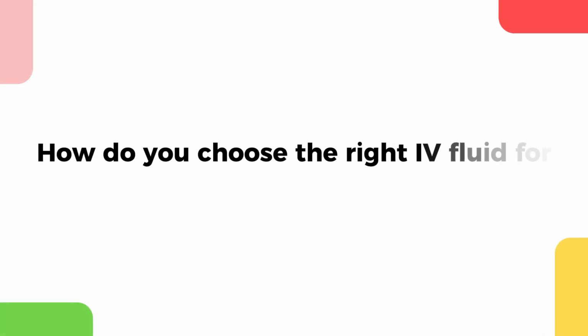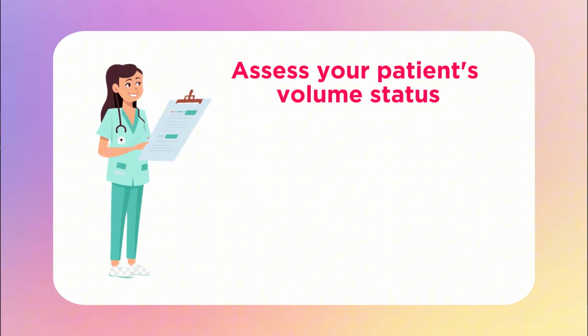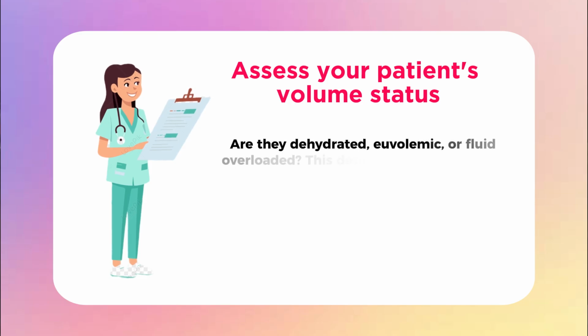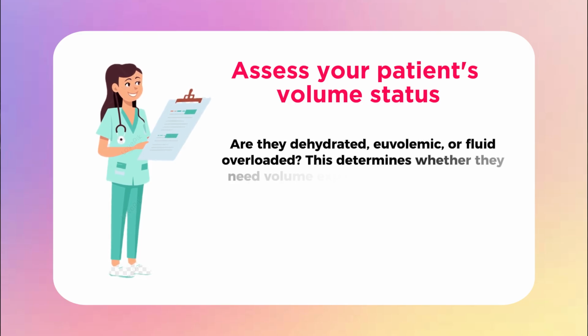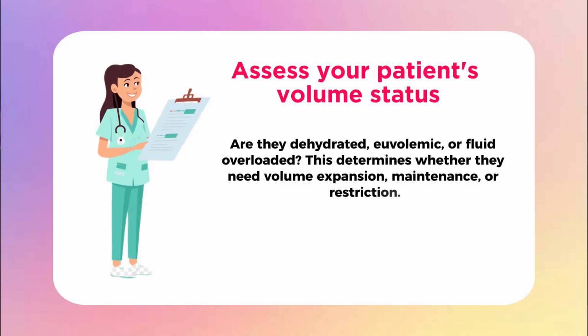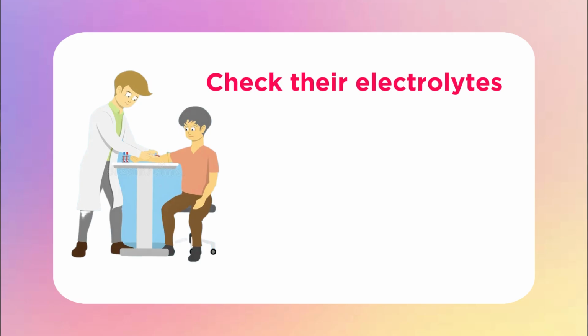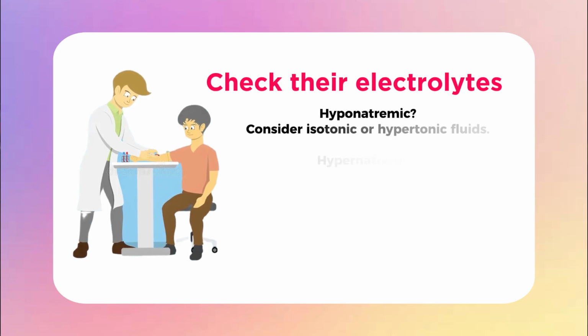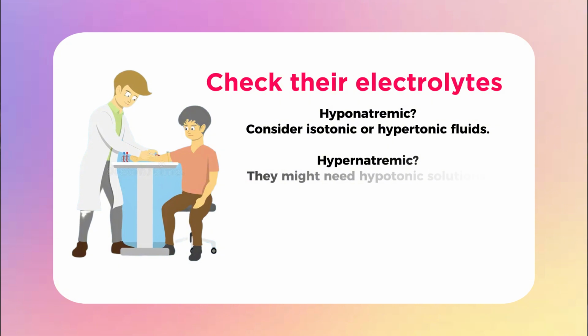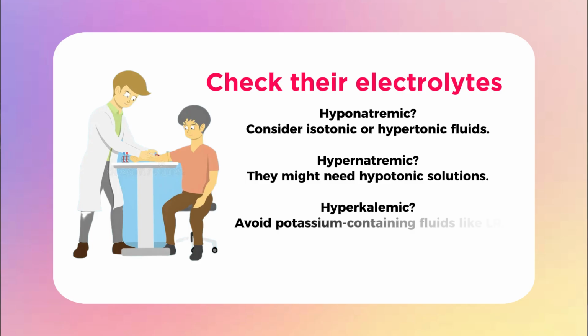Now, let's put it all together. How do you choose the right IV fluid for your patient? Here's my systematic approach. First, assess your patient's volume status. Are they dehydrated, euvolemic, or fluid overload? This determines whether they need volume expansion, maintenance, or restriction. Second, check their electrolytes. Hyponatremic? Consider isotonic or hypertonic fluids. Hypernatremic? They might need hypotonic solutions. Hyperkalemic: avoid potassium-containing fluids like LR.